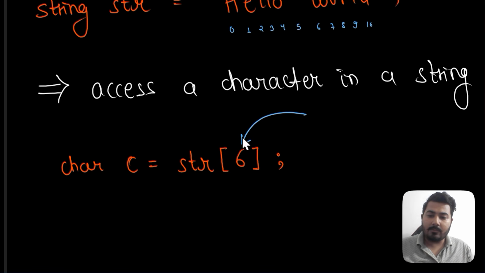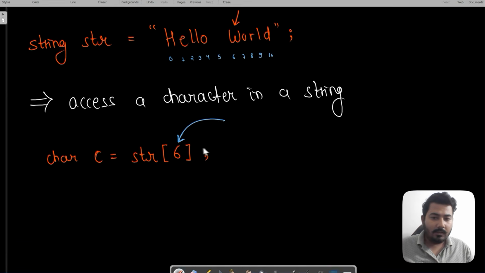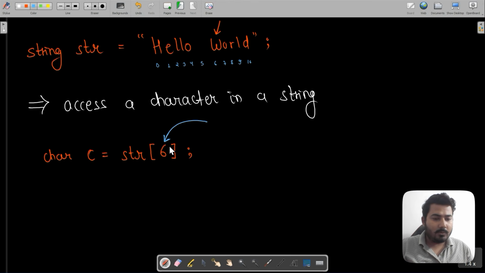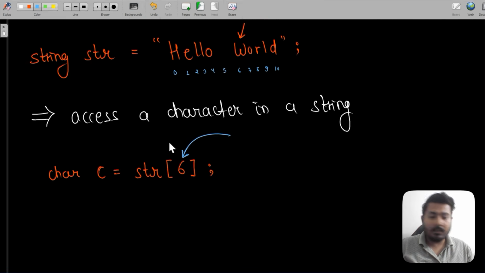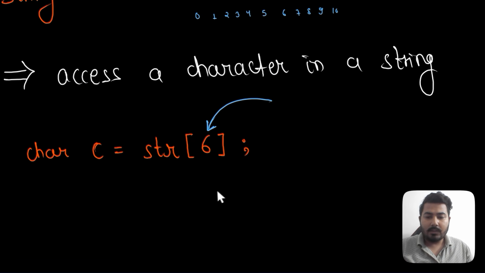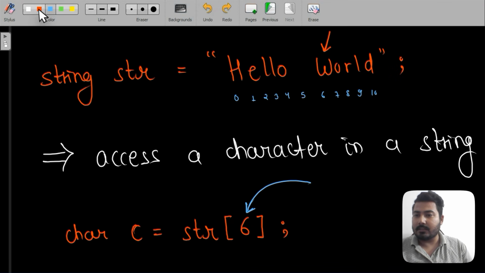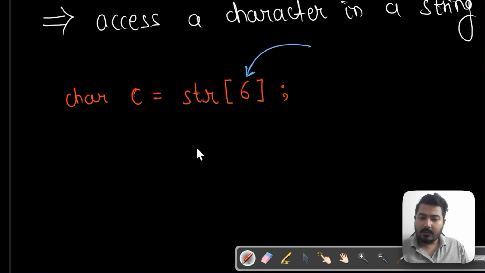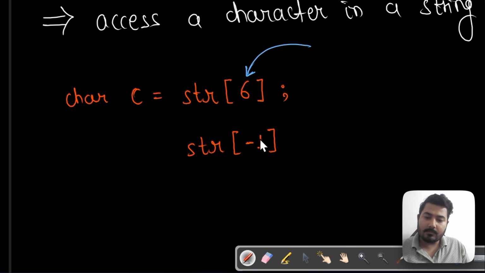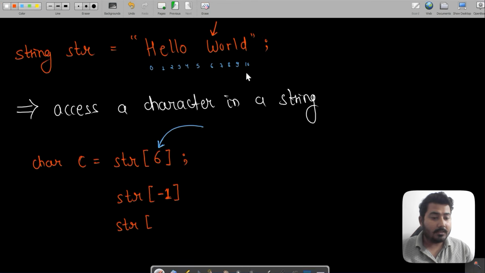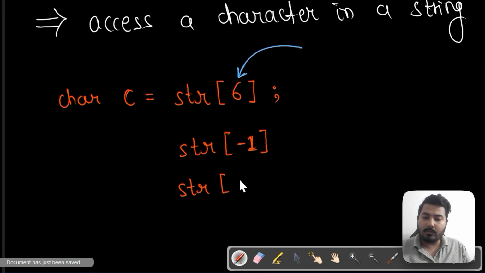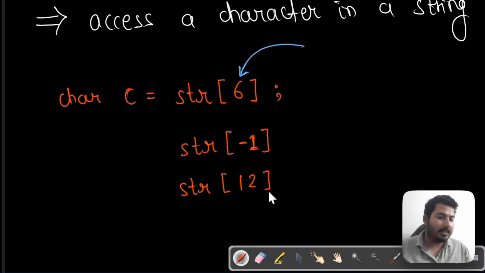If you can put any kind of value, any kind of number here, then wouldn't it make sense to put some out of range values? What will happen if you try to put some negative number here? Let's suppose I say str square bracket -1, what will happen in that case? What will happen if I say str square bracket, the last index as I can see is 10, and I put 12 or 13 or 11, something like that?